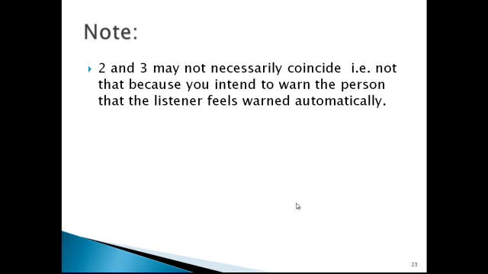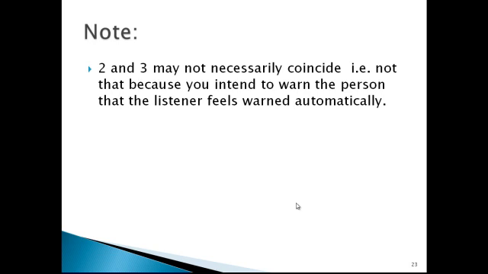This is very important to note. Perlocutionary force and illocutionary force may not necessarily coincide. That is, not that because you intend to warn the person, the listener feels automatically warned. Remember, illocutionary force is the actual act that is being carried out. So you may mean to threaten a person, but that doesn't guarantee that the person you are threatening feels threatened.